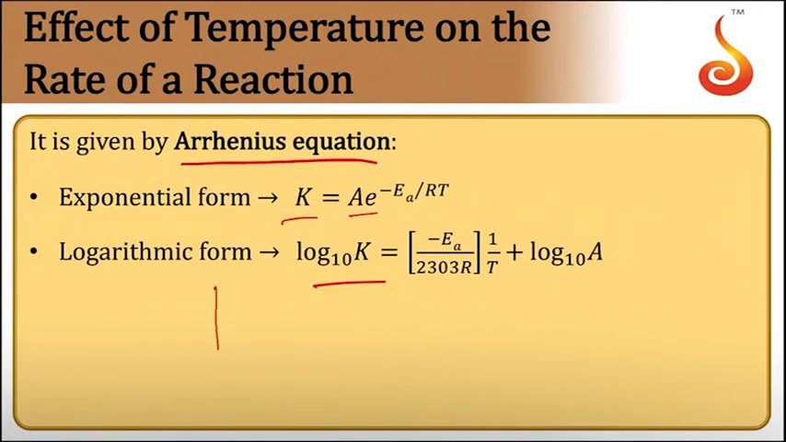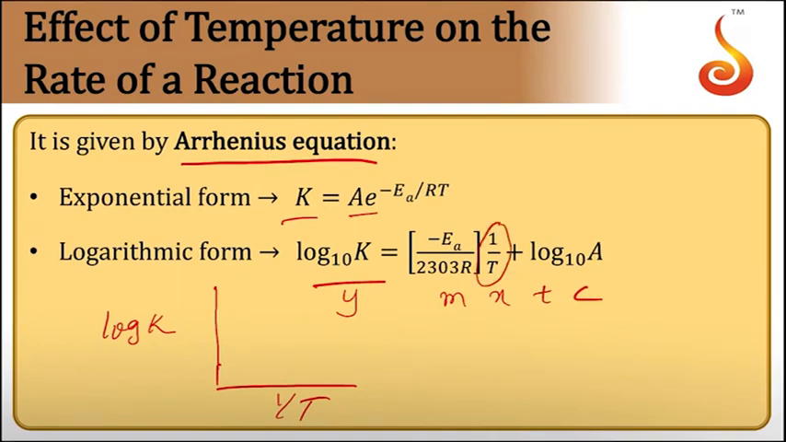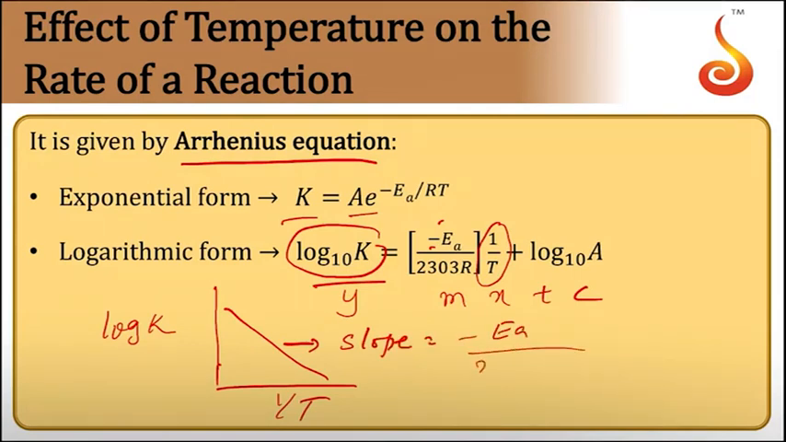When you plot a graph for this, you take log k as y and 1 by T as x, in the form y equals mx plus c. So the x axis is the 1 by T value and the y axis is log k. We are going to get a straight line having a negative slope, because of the negative value. The slope is equal to minus Ea by 2.303 into R. That is the slope.